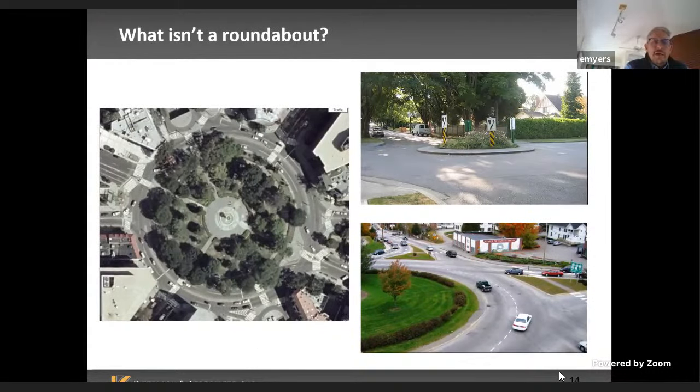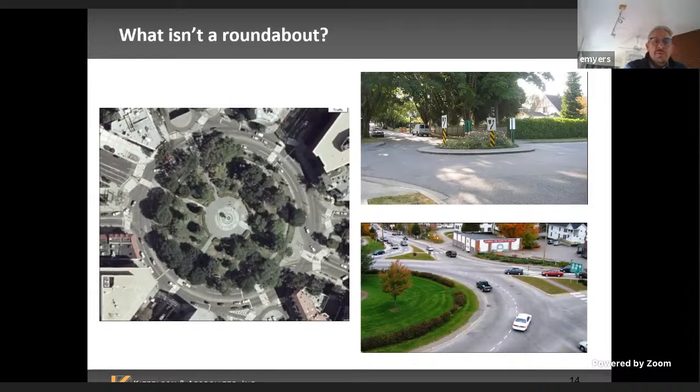What isn't a roundabout? The circle on the left, which I believe is in Texas, has almost a plaza or park feel to it, where there's pedestrian access into the central island. With a modern roundabout, we would never have pedestrians getting into the central island. Even when you have urban design features, we don't want to put benches or plaques or anything that someone would want to read.